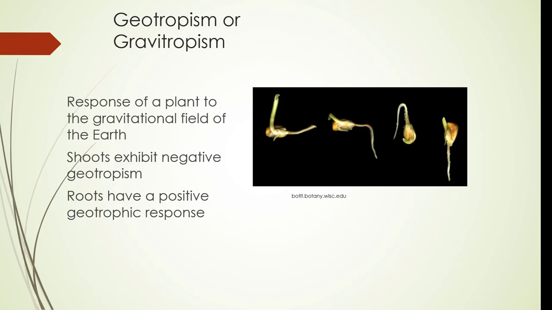Geotropism or gravitropism are the same thing. You may see it written in both ways. This is a response of a plant to the gravitational field of the earth. So shoots exhibit negative geotropism, while roots have a positive geotropic response.